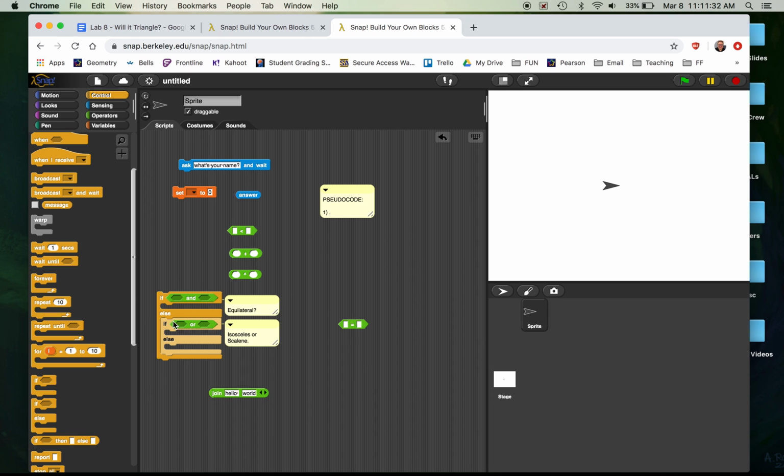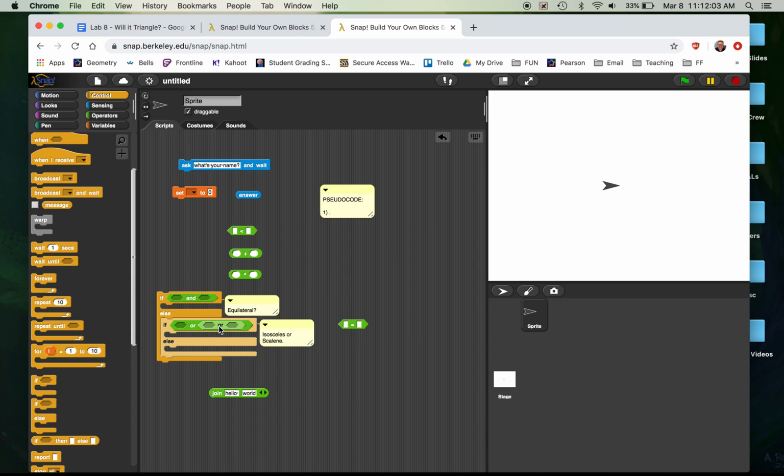So what I want to know is, okay, if we've proven it's not equilateral because we're down here in the else, and I'm going to check, is A equal to B, or is B equal to C, or is A equal to C? And the reason we're using ORs now is the way OR works is I just need one of these to be true to get the whole thing to return true, right? If A is equal to B, but it's not equilateral, we know it's isosceles. If B is equal to C and it's not equilateral, we know it's isosceles.